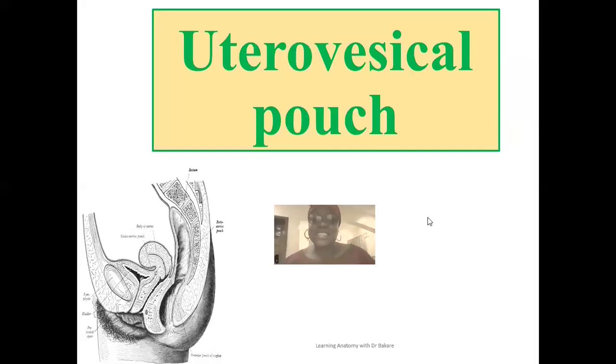Welcome. Let's look at the uterovesical pouch. Using this image by the side, this is where we have the uterovesical pouch, highlighted in red. This pouch is located between the uterus posteriorly, and this is what is arrowed at this point, and the urinary bladder anteriorly. In this lecture, we will be looking at how this pouch is formed. We'll also be looking at the boundaries of this pouch and some clinical anatomy.